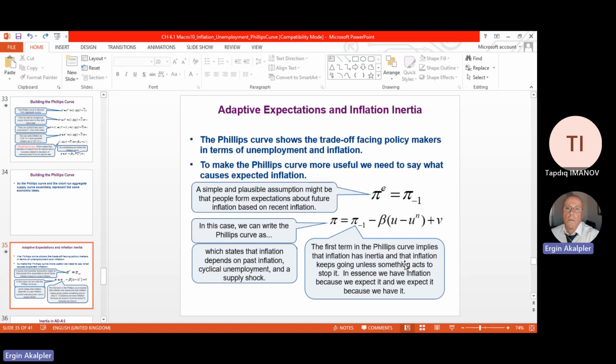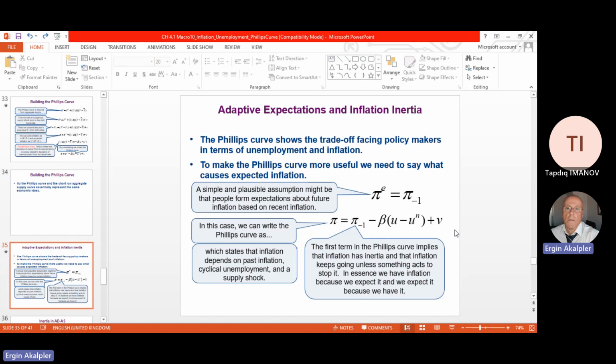As indicated here, expected inflation is equal to the former inflation, and this lets us rewrite the equation. The first term of the Phillips curve implies that inflation has inertia, and inflation keeps going unless something acts to stop it. In essence, we have inflation because we expect it, and we expect it because we have it, which states that inflation depends on past inflation, cyclical unemployment, and supply shocks.